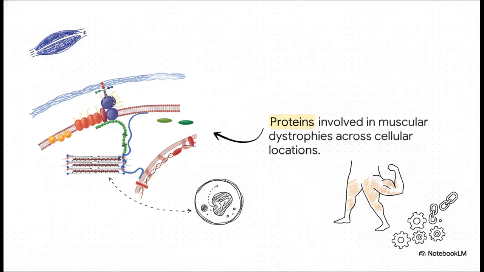Down at the nuclear envelope, that's where proteins like emerin and lamin reside, or the sarcomere itself, where titin and myotilin sit. Knowing exactly where the mutated protein lives makes understanding the downstream pathophysiology so much easier.